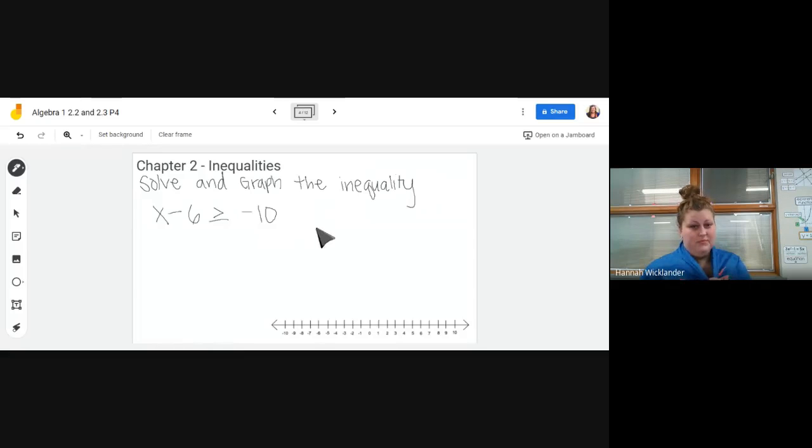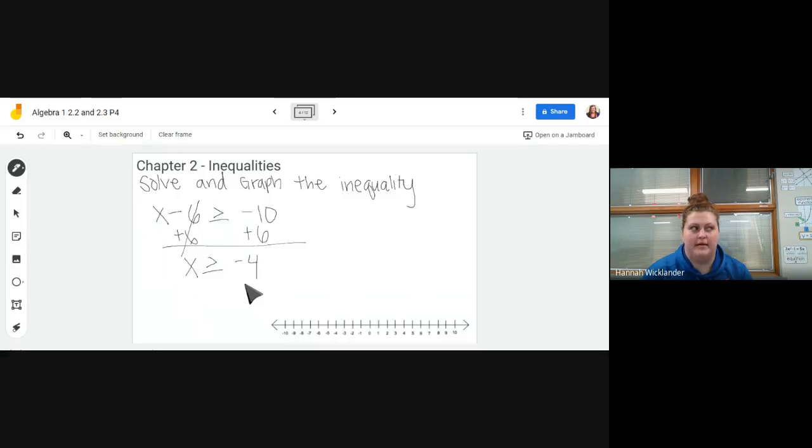Now, solve and graph the inequality. So we're going to solve for X, or simplify it, and then graph. Remember, we treat this like an equal sign. It's just a different symbol. So what I'm going to do first is move my 6 to get X by itself. These will cancel, and I'm left with X. Keep my same symbol. -10 plus 6 gives me -4.